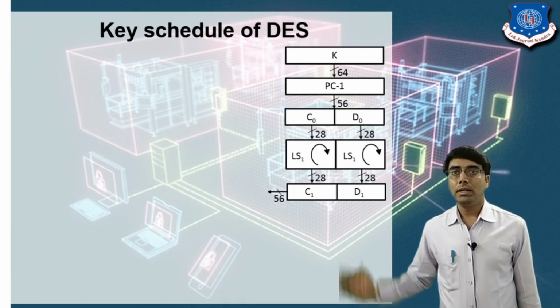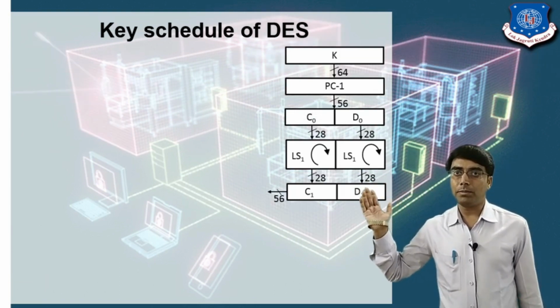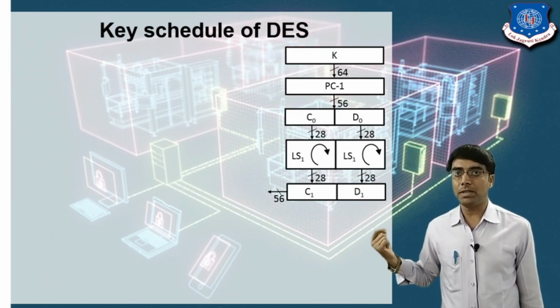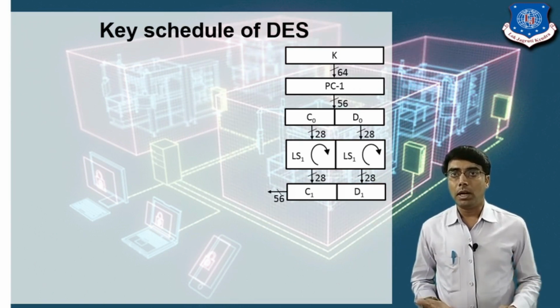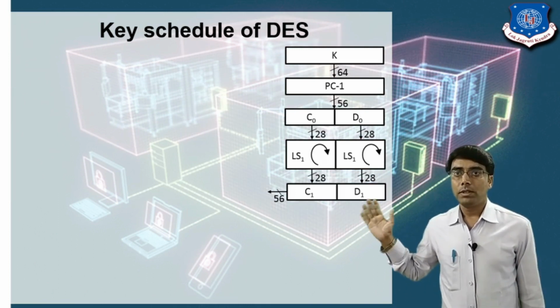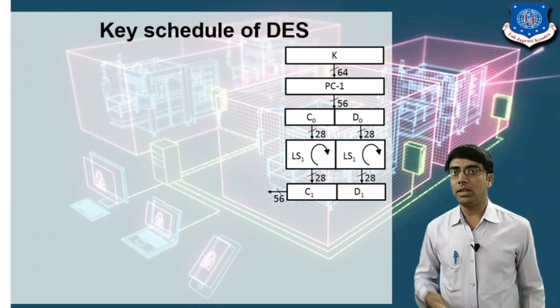Here you can see I already discussed this thing, right? The size of the key is 64 bit. Now we are applying the PC1. After applying the PC1, permuted choice 1, it generates a 56-bit output. Now the 56 bits are divided into two halves, C0 and D0. The size of C0 is 28 and D0 is 28.